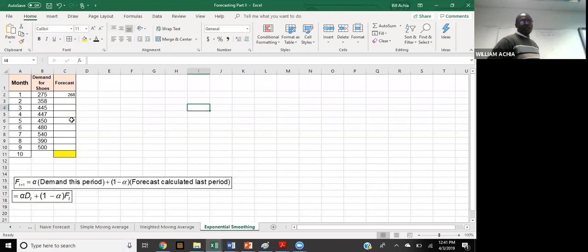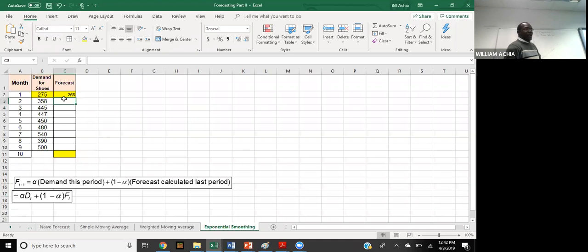So let's look at time period one. Okay, so Bill here is a forecaster and I'm trying to figure out what the forecast for February, or period two, is going to be. And at that time I only have two pieces of information. I have what my forecast was and I have my demand figure, and I'm trying to determine what my forecast should be for time period two.